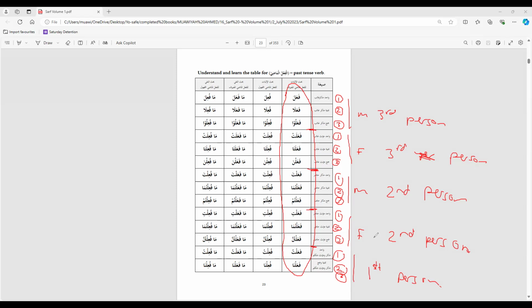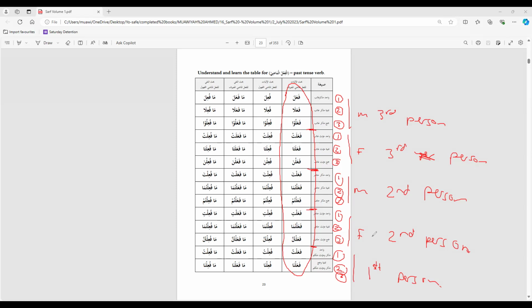Just do tasbih of the scales. Keep repeating the scales. Once the scales are on your tongue, that is the most important thing. 90% of sarf, or more than 90% of sarf knowledge, is all about that. All the other stuff is very easy to understand. We can understand it later, which we will, inshallah.